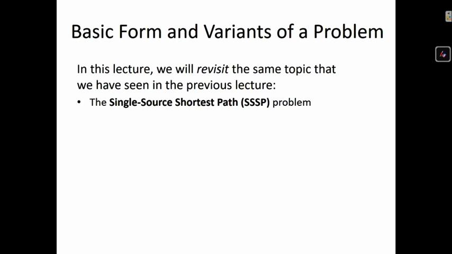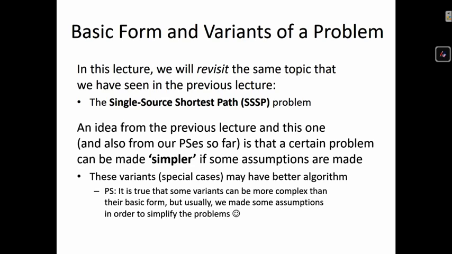So, basic forms and variants of a problem. Like I said, we will be revisiting the SSSP problem. The idea from the previous lecture, this lecture and your PSs so far is that a certain problem can be made simpler if you make some assumptions about the input. For example, if I say that the input is just a tree, then in your PS, usually subtask A, you find, oh, very easy, I can use a simpler algorithm to solve it very quickly. So these variants or special cases have better algorithms than the very general algorithm. Of course, in certain cases, variants actually make the problem more complex rather than simpler, but in most cases, it makes it simpler.